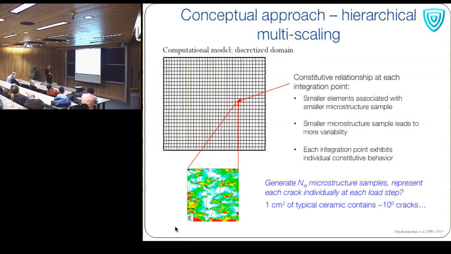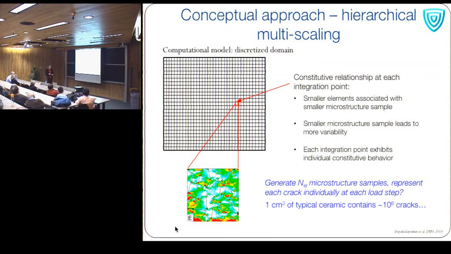So for each element, you generate this microstructure sample representing each crack, and do that at every load step, at every point. So keep in mind, about a centimeter cubed of a typical ceramic contains about 10 to the 6 cracks. But this is going to get out of control pretty quickly. So we have to do something a little more clever than that. We can't just say, well, we have to model all the cracks. We have to incorporate some parameterization that makes this more reasonable.